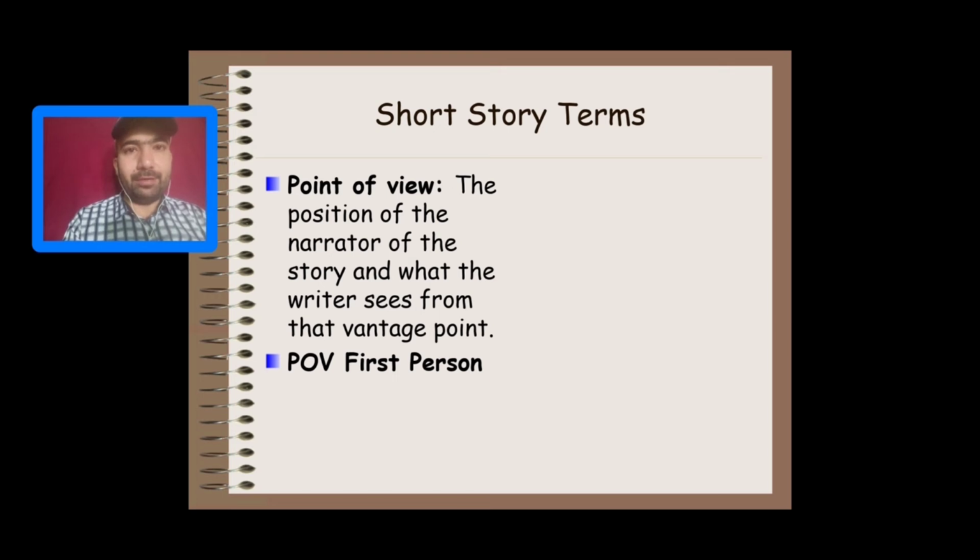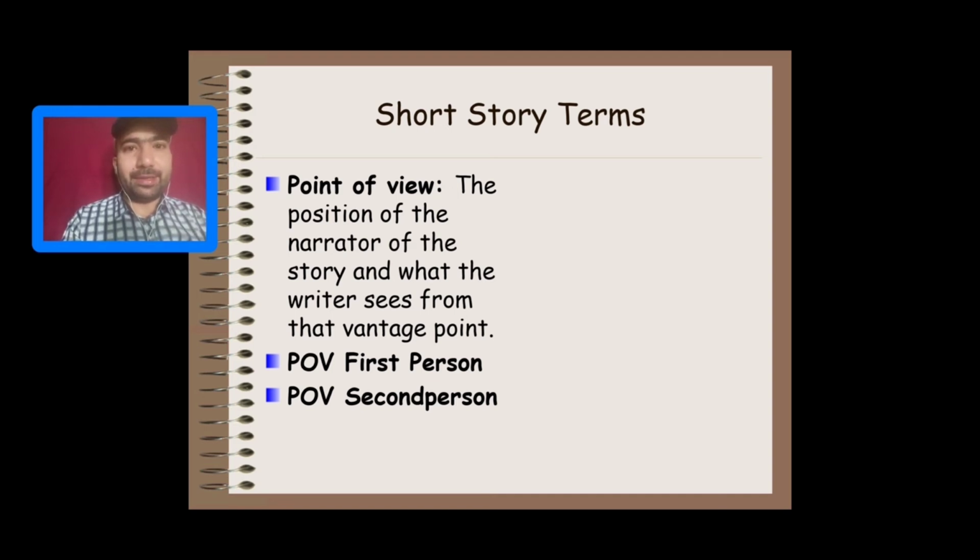First person point of view. First person point of view means the writer himself is in the story and he is narrating those events. He is telling the story. That we call I and we. Use of the I and we pronouns reflects that the story is being narrated by the first person.